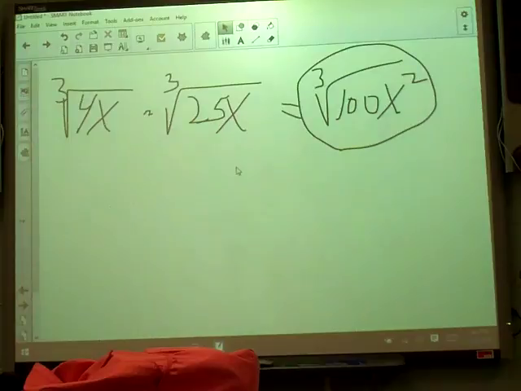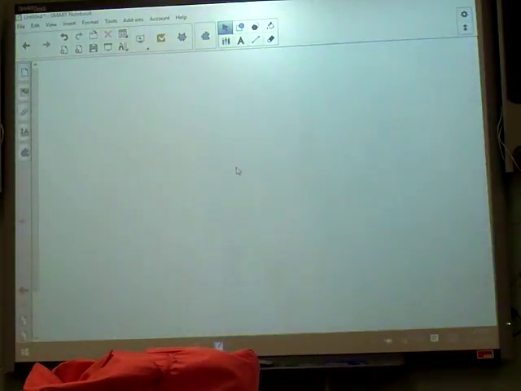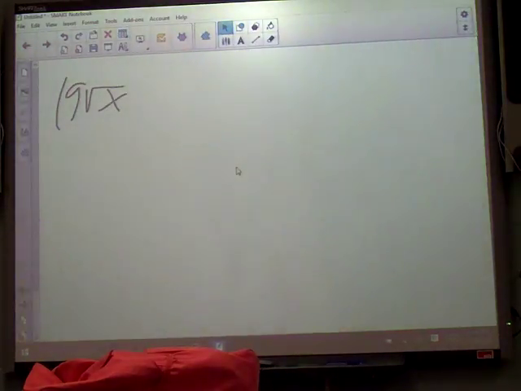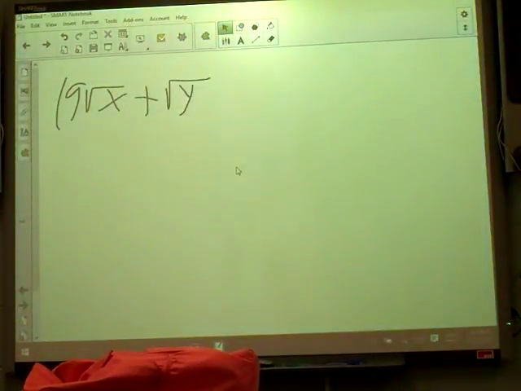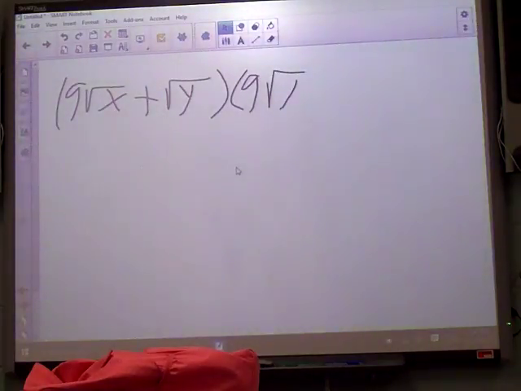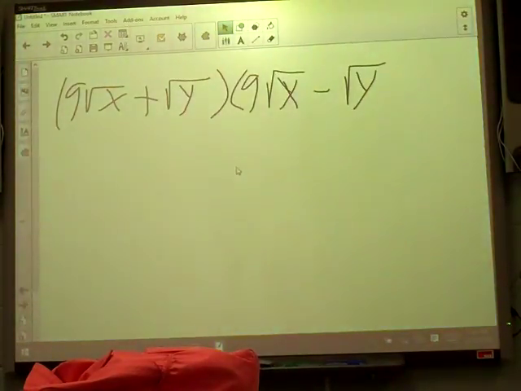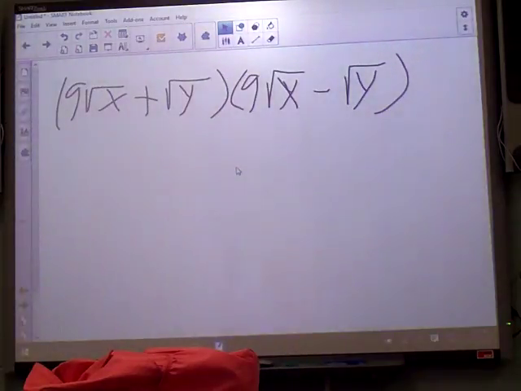Alright, number 4. Got to do some foiling on number 4. I've got 9 square roots of x plus the square root of y. This is an easy FOIL because I'm multiplying that by what I call the difference of squares, buddy. The conjugate, everything's the same but the sign's different: 9 square roots of x minus the square root of y. We've talked a lot about when we do that, we know our middle terms, our outer and our inner, are going to cancel out. Let's go ahead and start on the first.